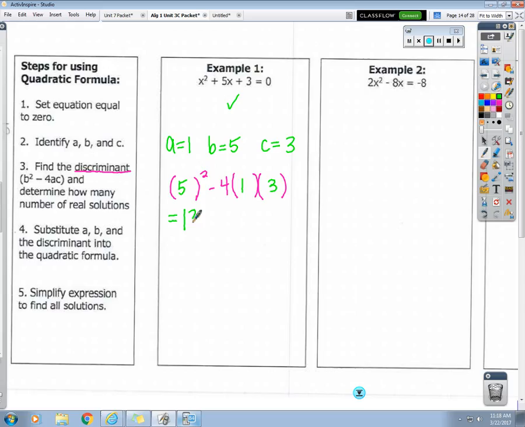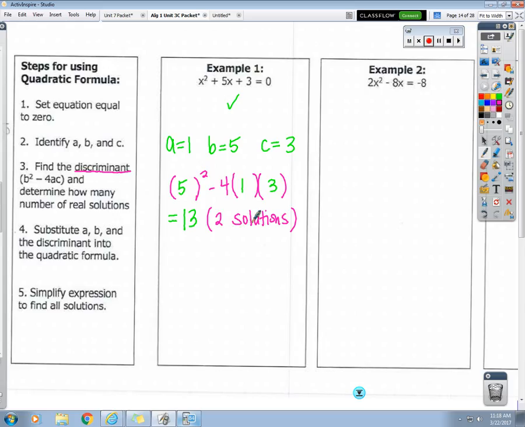Right. So your discriminant, which is the number you get when you just do b squared minus 4ac, is 13. If your discriminant comes out to be a positive number, that tells you you're going to have two solutions. That tells you on the graph, it's going to cross the x-axis in two different places.